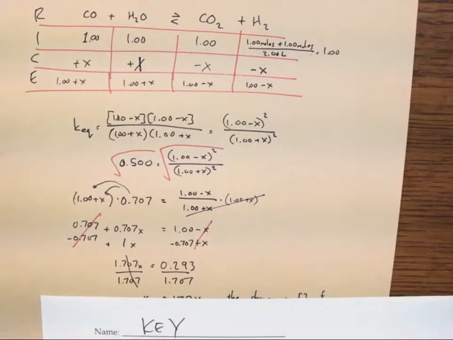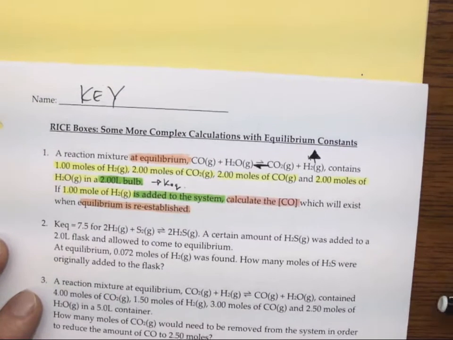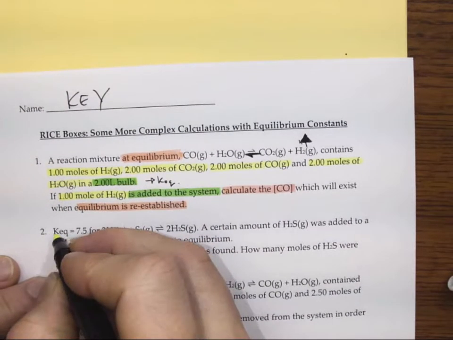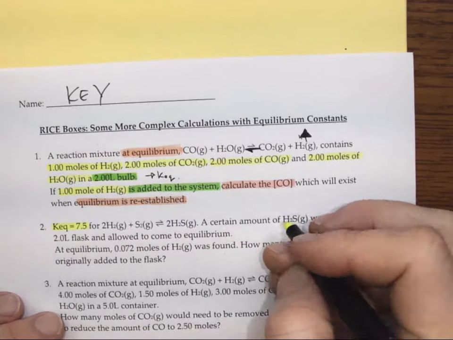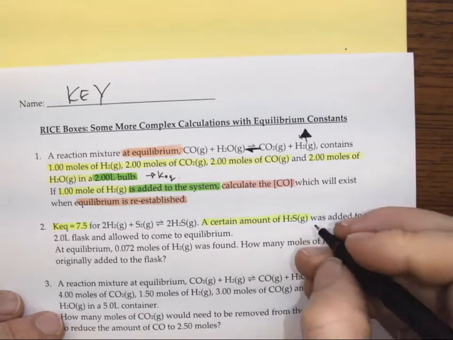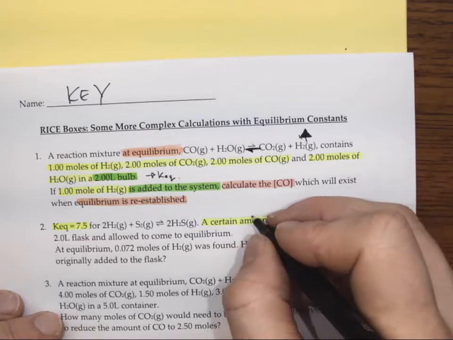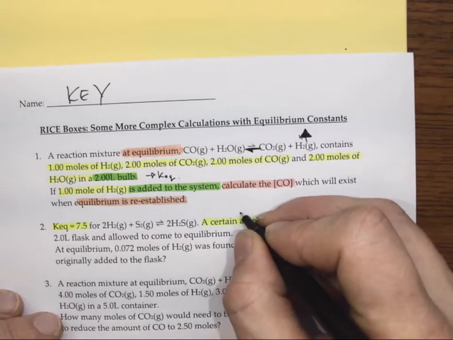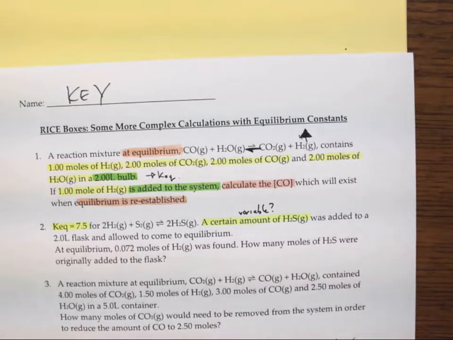So we will move on to question 2. Let's get a nice yellow page here. All right. So question 2 says, okay, we've got a KQ of 7.5. Okay, that sounds important. All right, and we've got a certain amount, which means an unknown amount of hydrogen sulfide. That's not quite the name of that, is it? A certain amount. That makes me think variable. An unknown amount. Okay, but who knows?